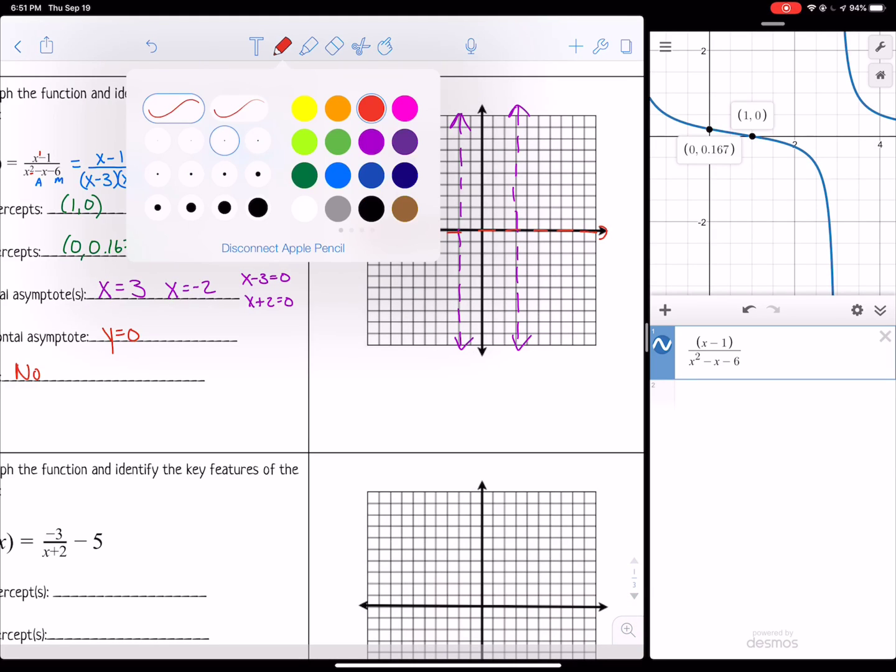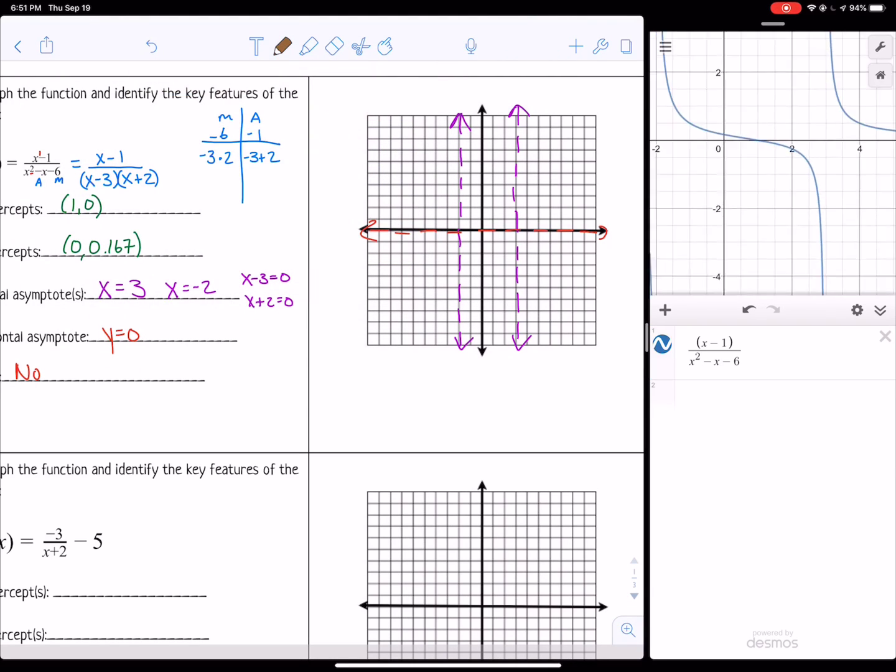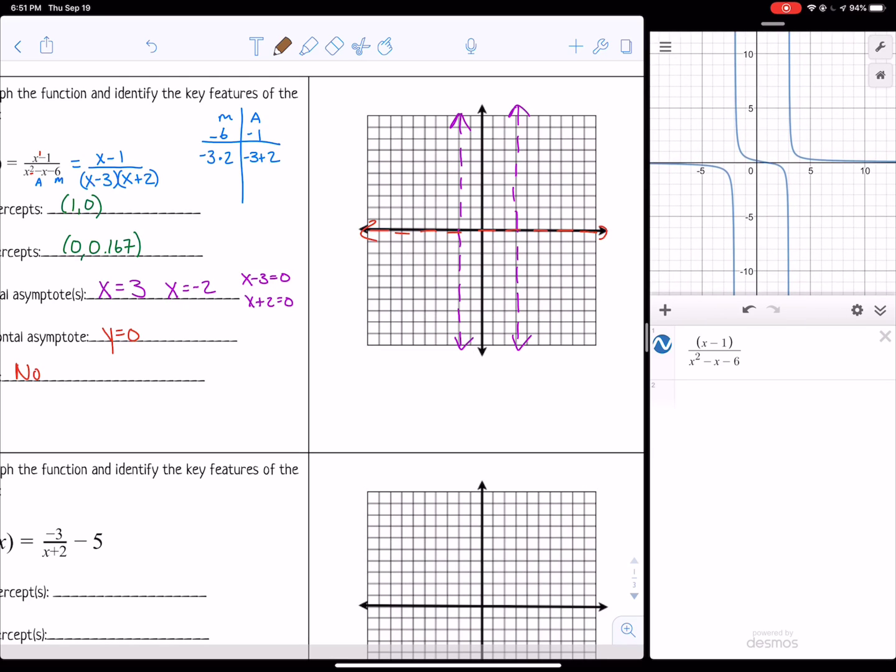And then by looking at Desmos, you just have to sketch what you see as your branches. So we have a little branch over here. We have another one right here. And then in the middle, it crosses through really close to 0. So just sketch it as best you can. And then that would be it for number 1.